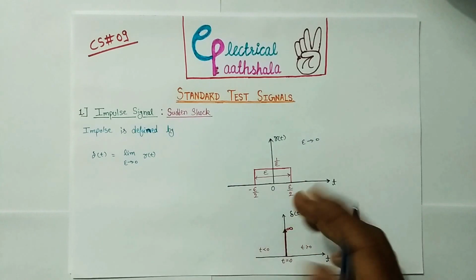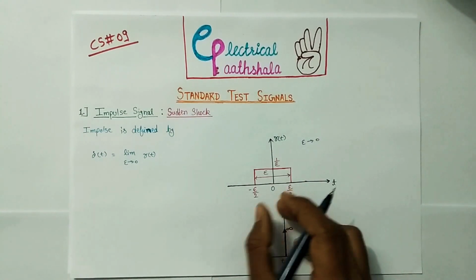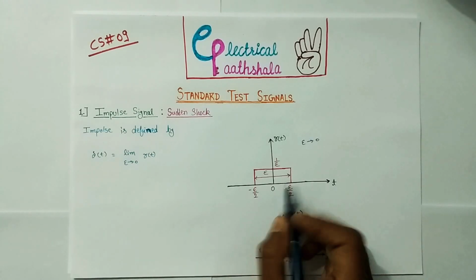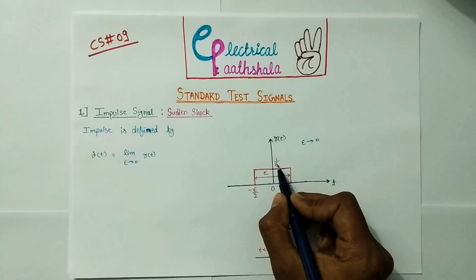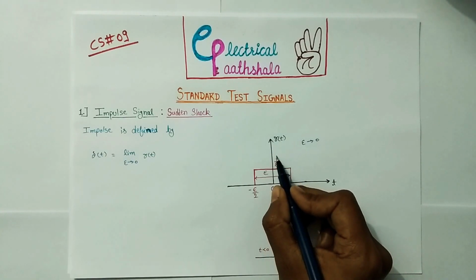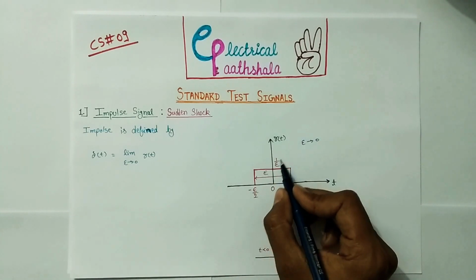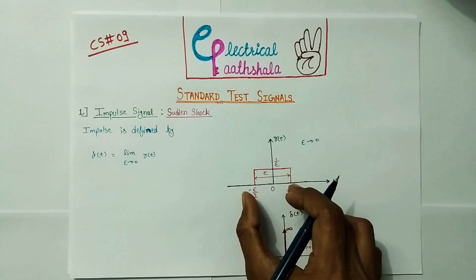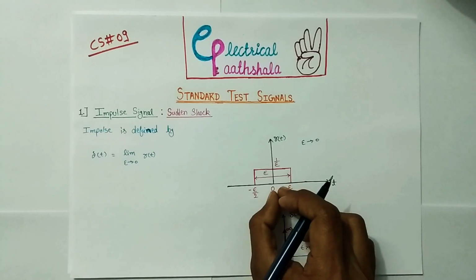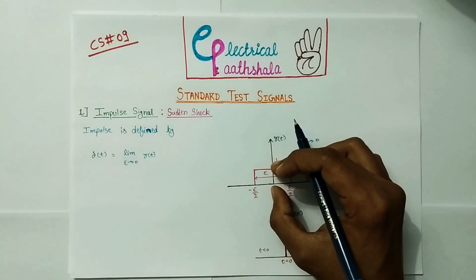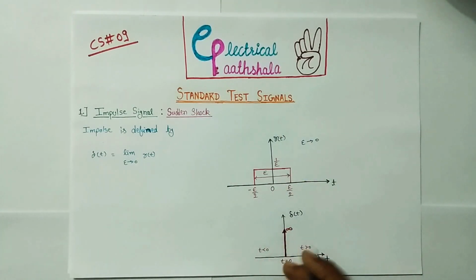Now in this diagram you can see that if we put epsilon is equals to 0 in these two terms, then these two terms will become 0. It means that width of the signal will become 0. And if we put epsilon is equals to 0 in this term, then this term will become infinite. It means that if epsilon tends to 0, the width of the impulse signal tends to 0, and height of the impulse signal tends to infinite. Therefore this impulse signal can also be shown like this.